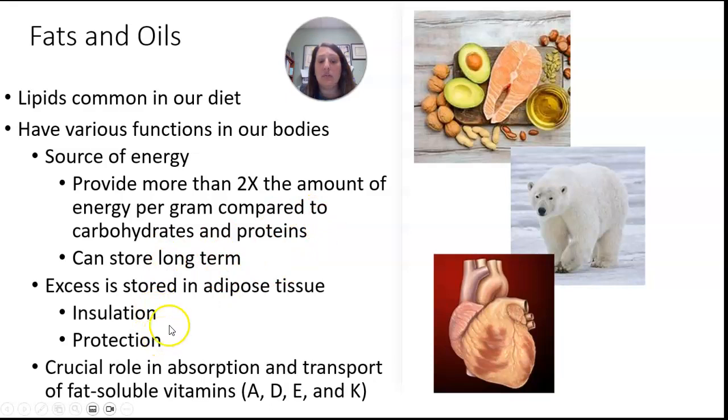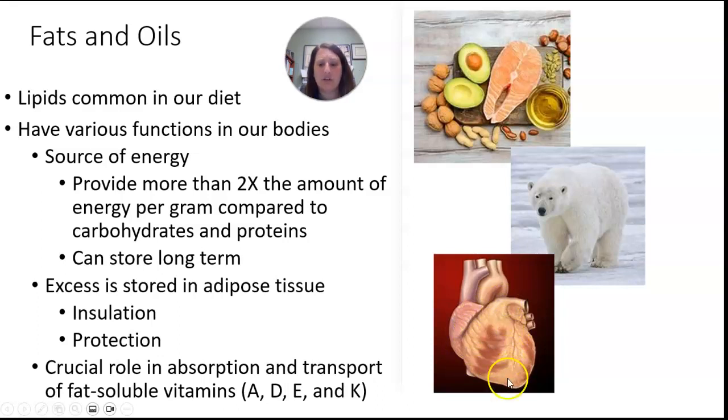Let me talk about insulation and protection. And so bring you back over to this picture of this polar bear here. He's got lots of insulating fat, and that's really important to his survival. That's one of the adaptations that polar organisms will have. And again, he needs that fat, right, to stay warm. So insulation. And then protection, I have a picture here of a heart. And so this heart does have some fat, okay, on the outside of it.